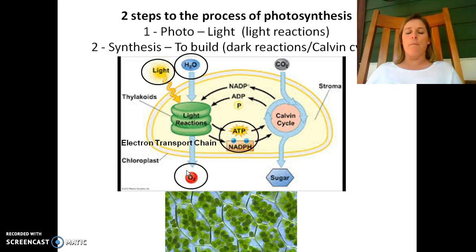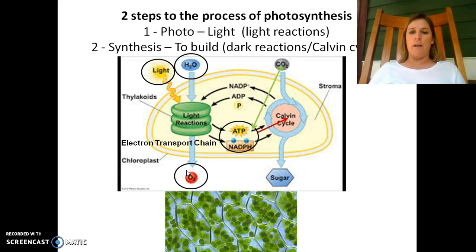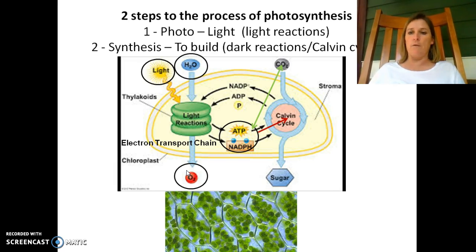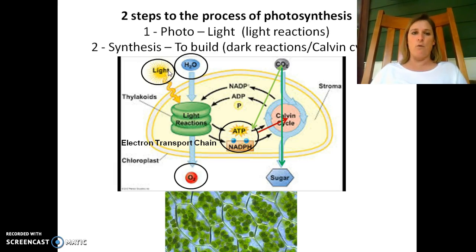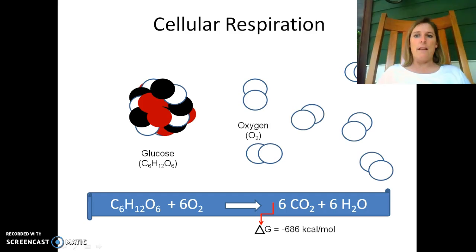Now our energy will be used in the Calvin cycle, where it's going to break our carbon dioxide molecules that were taken in through the stroma of our leaves and plant cells, and it's going to create a sugar that it's going to store. That's the synthesis part of photosynthesis, the building part, also known as the dark reactions. In contrast, cellular respiration is basically the opposite.